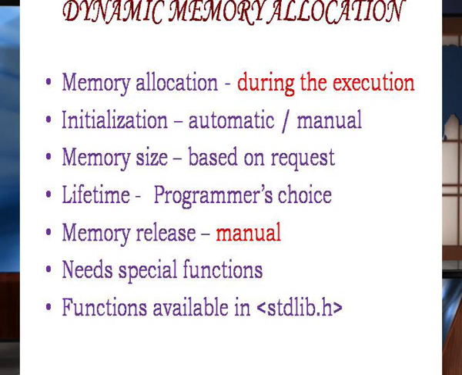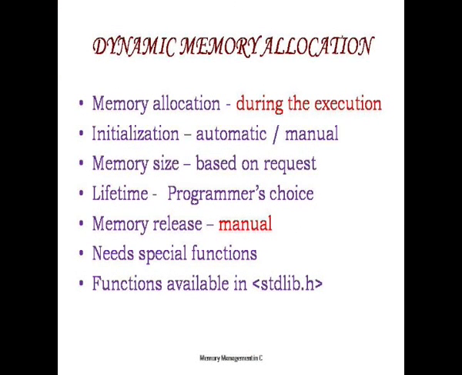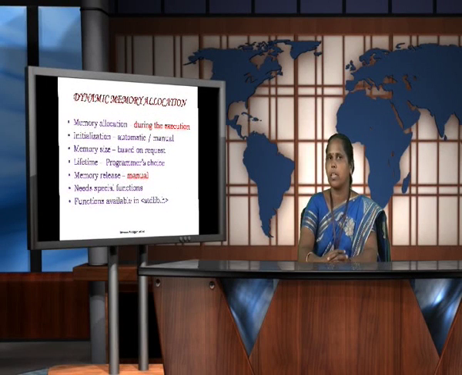The next one is dynamic memory allocation. Here the memory allocation takes place during the execution of the program. The dynamic memory variables may or may not be initialized. Memory size is based upon the request given by the programmer. The lifetime of the dynamic variables is in the programmer's hand. Here the memory has to be explicitly released by the programmer.